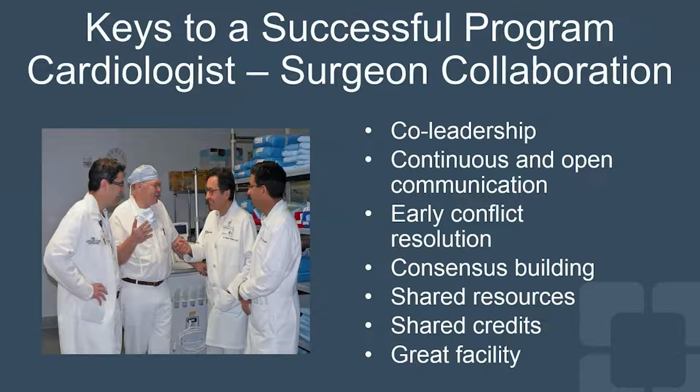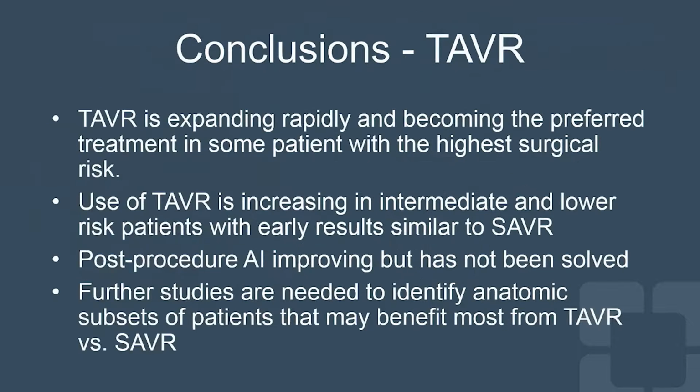So the key to a successful program and having good outcomes and low mortality is really to have a collaborative approach between surgeons and cardiologists. Both teams will evaluate these patients. There's a co-leadership structure for these programs, and with continuous open communication and early conflict resolution, you want to build a consensus on which patient is best approached with either technology. And you share the resources and credits, and those are all key in terms of having a good outcome.